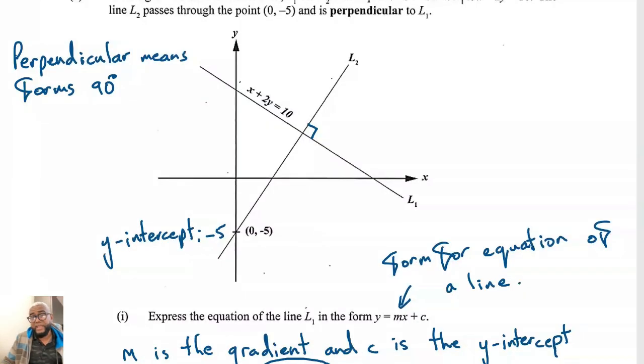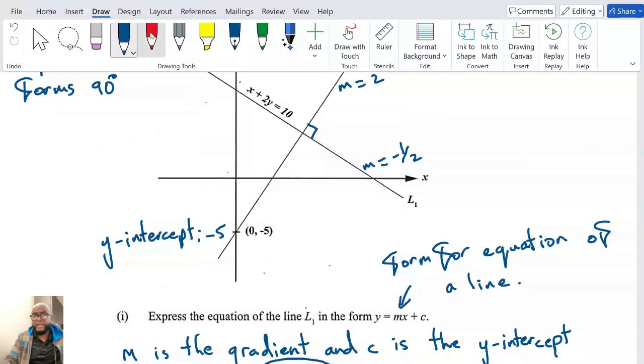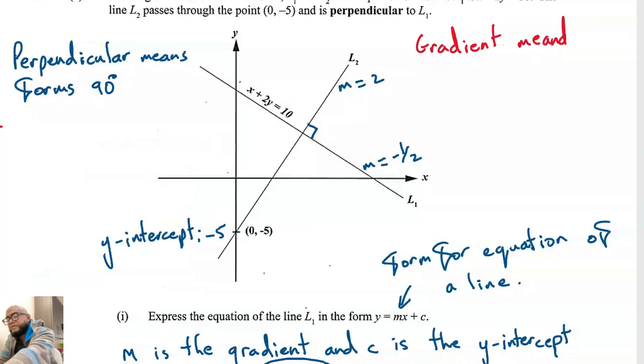So I have here for L2, my gradient is 2. For L1, the gradient was negative a half. Gradient is how steep the line is, eh? Okay? Because I hear this word all the time. So gradient means steepness, right?